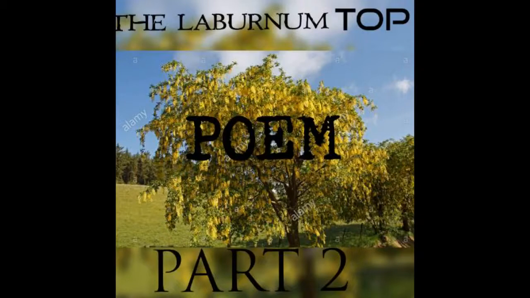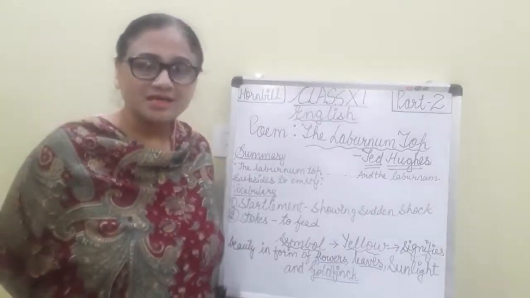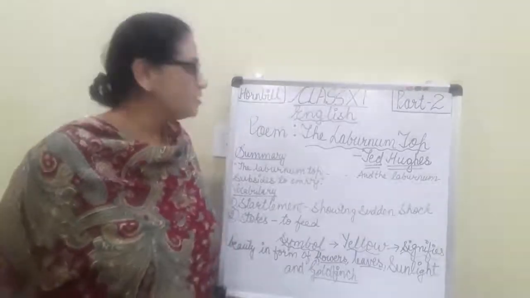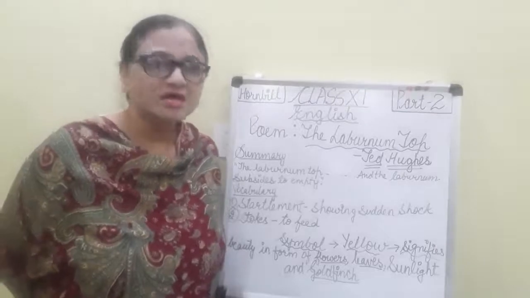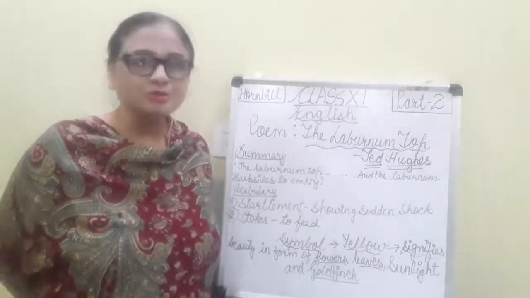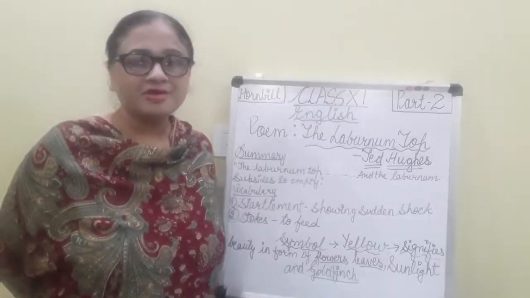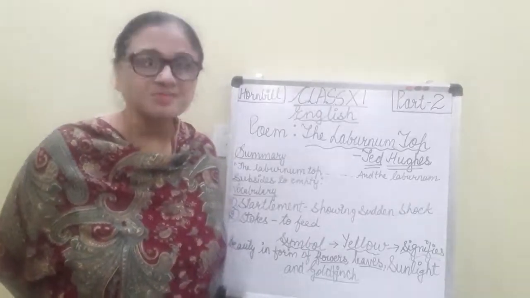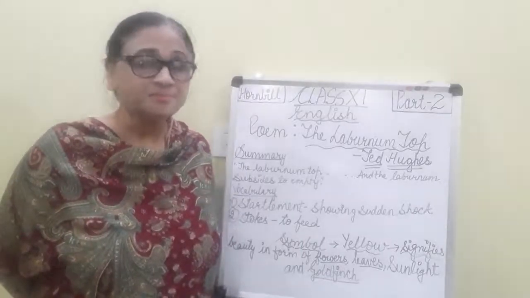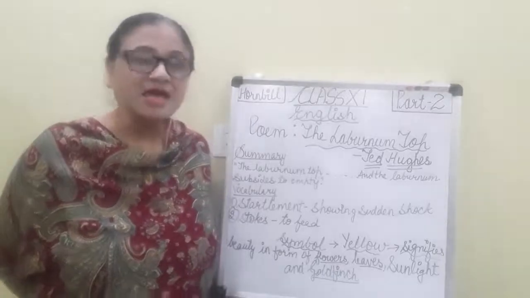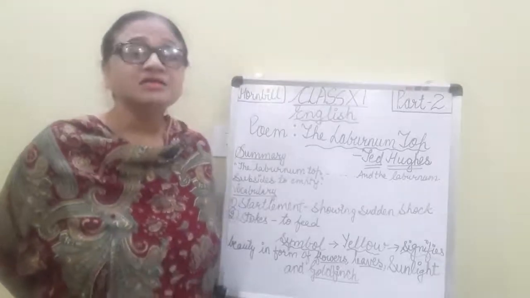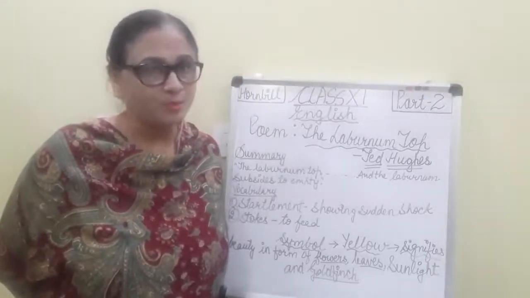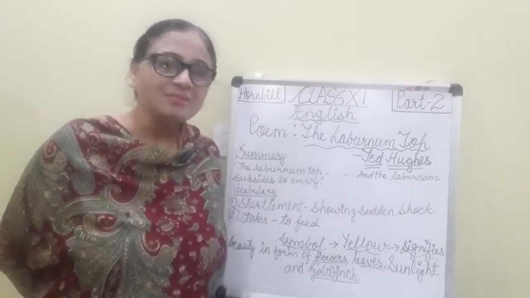The Laburnum Top, poem part 2. Welcome back students once again in class 11 English, part 2 of the Hornbill poem The Laburnum Top, written by Ted Hughes. Today in this video I am going to discuss with you the paraphrasing of this poem, the three stanzas, as well as the relatable poetic devices, the relatable vocabulary, plus the symbols that are to be discussed in this poem. So students, without wasting time, let's start.